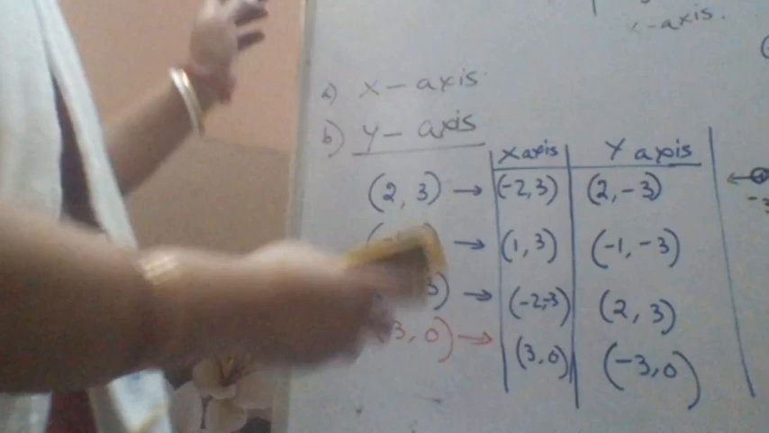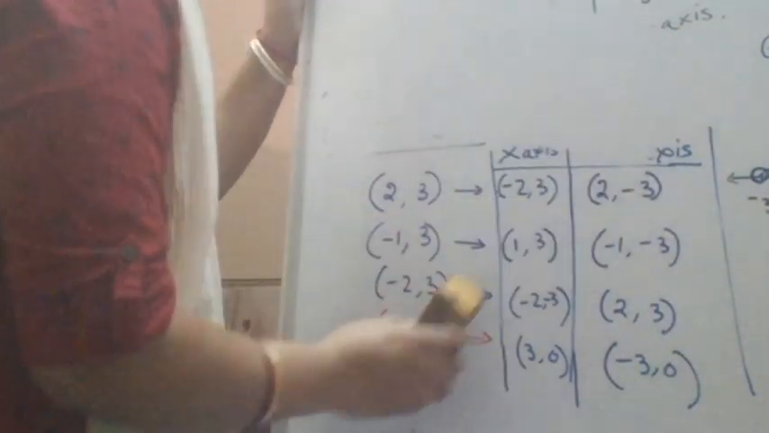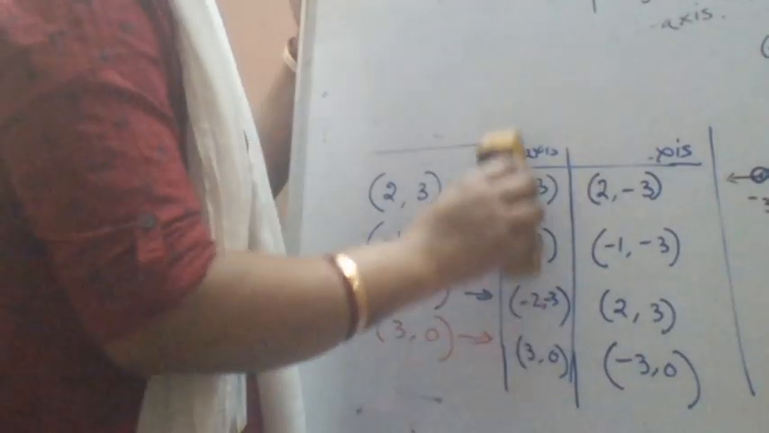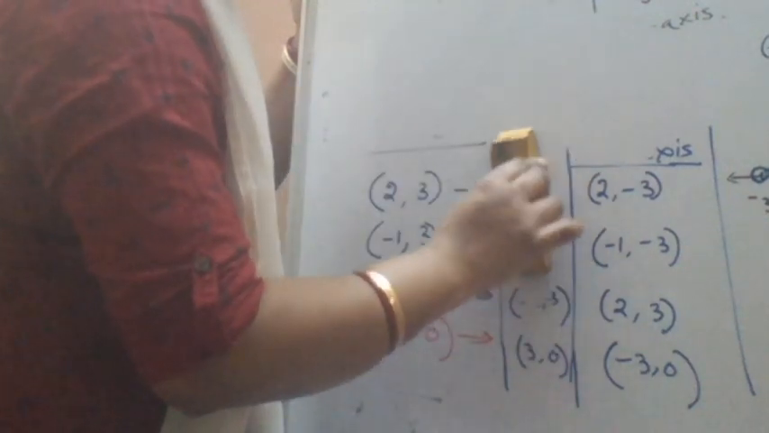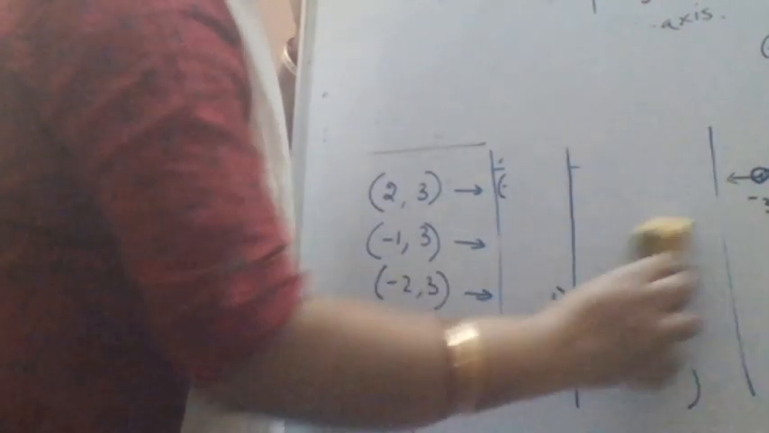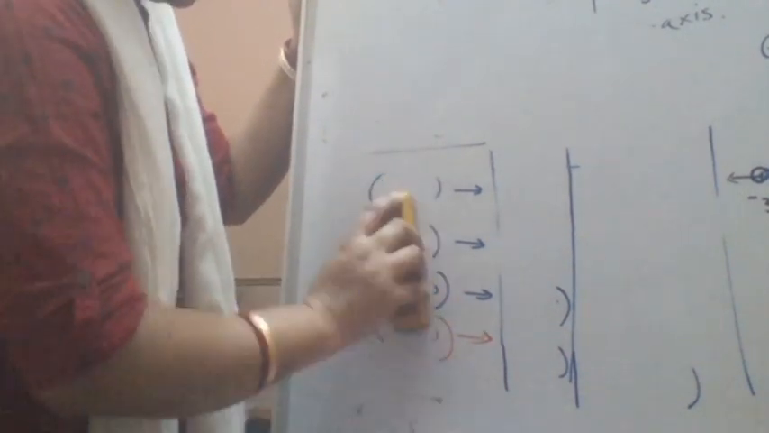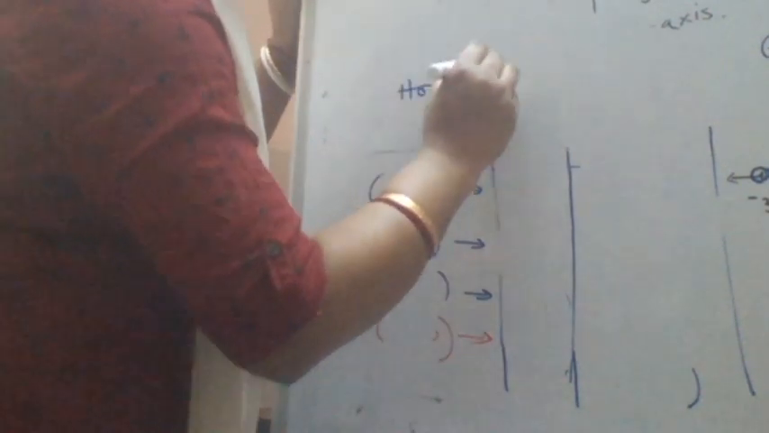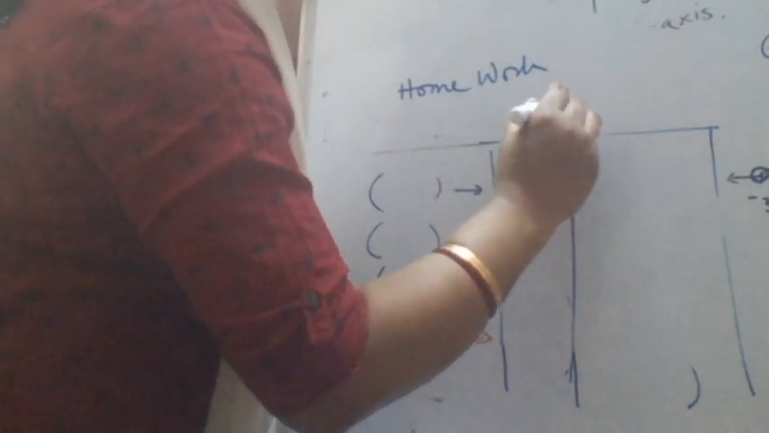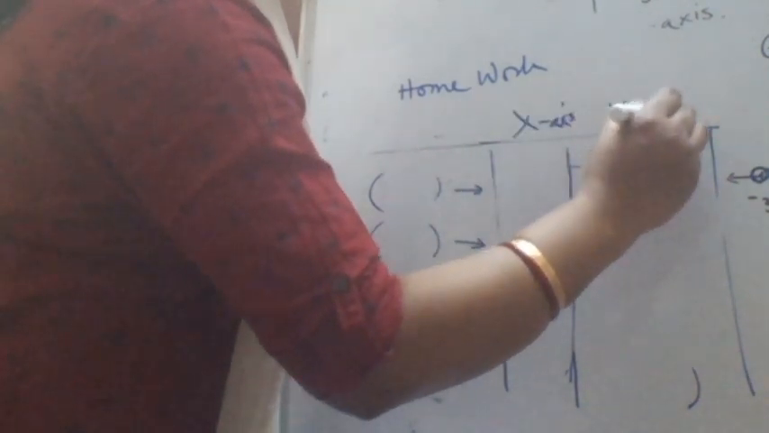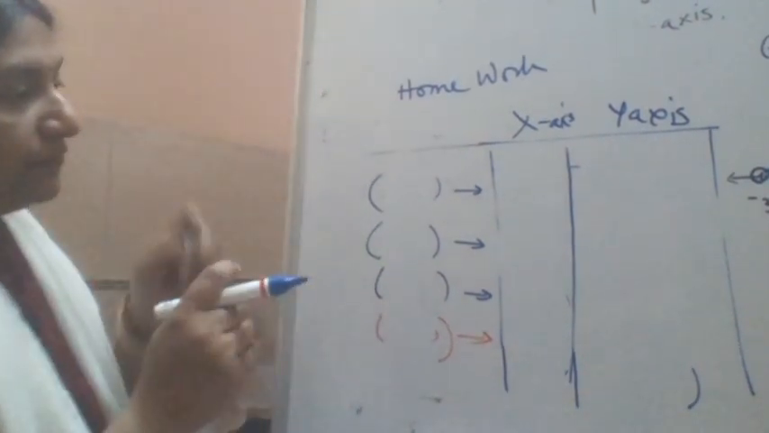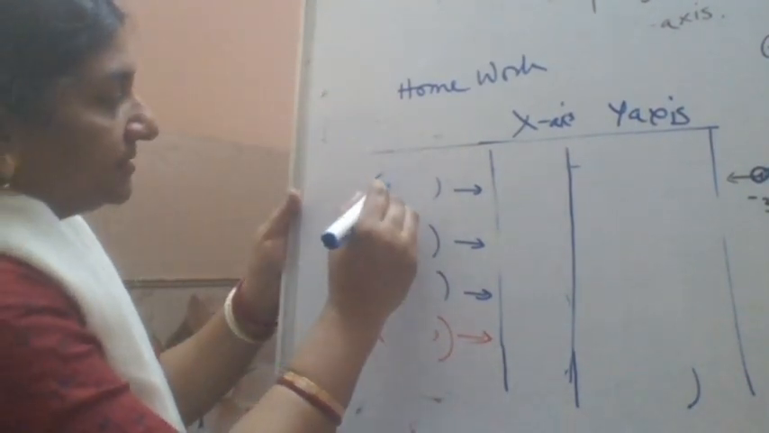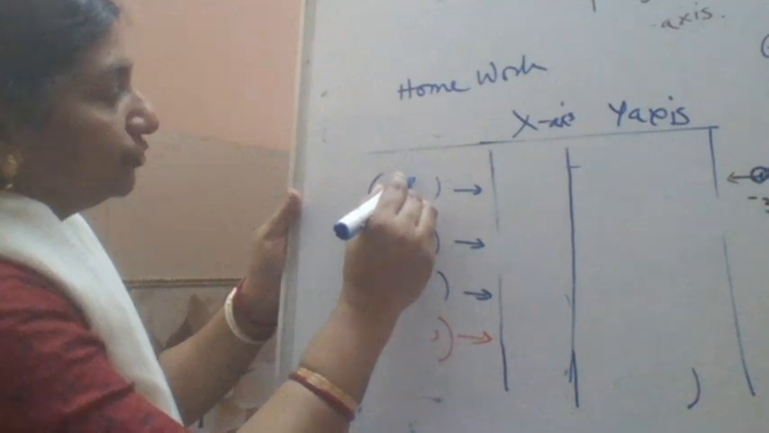Now quickly I will give you some homework. I hope you have noted it. I will give you some points so that you prepare this type of a table. You write down the reflection on the x-axis and y-axis. Your homework, please. Prepare this type of a table. If you have any difficulty, let me know. If you have a graph sheet with you, you can very easily plot them and do it.